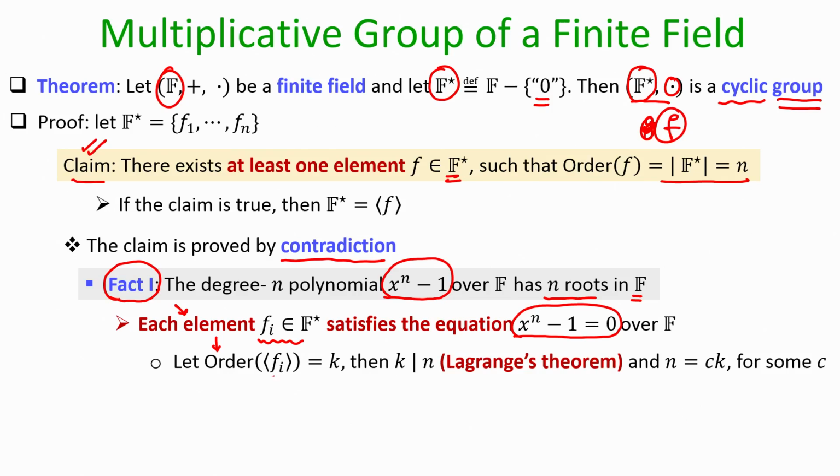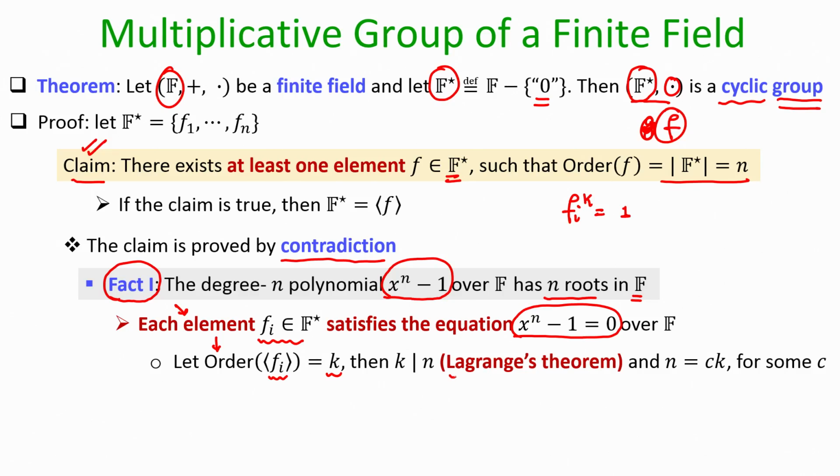So, imagine that the order of the element f i is k. Okay. By that I mean that the number of distinct field elements which I can generate by computing different powers of f i is k, right. That is another equivalent definition of an order. Okay. That means f i power k is your identity element.